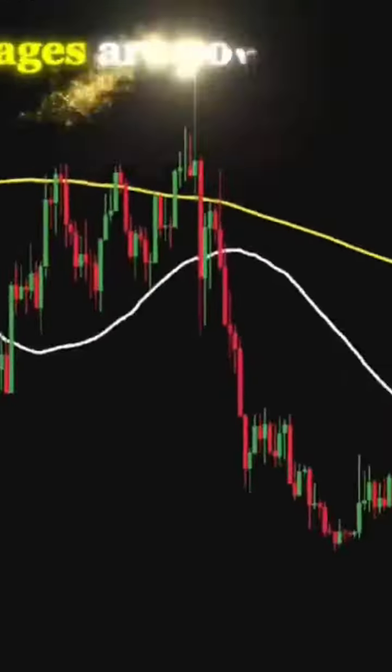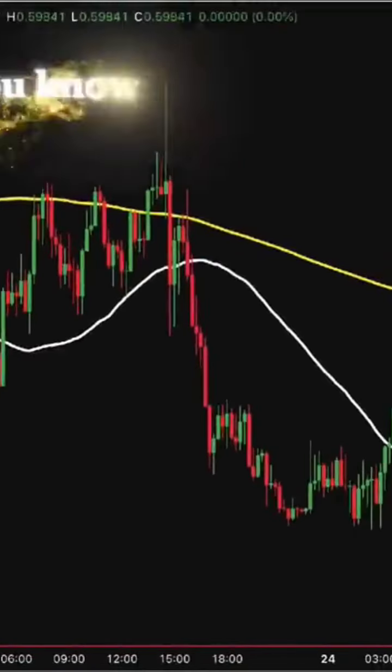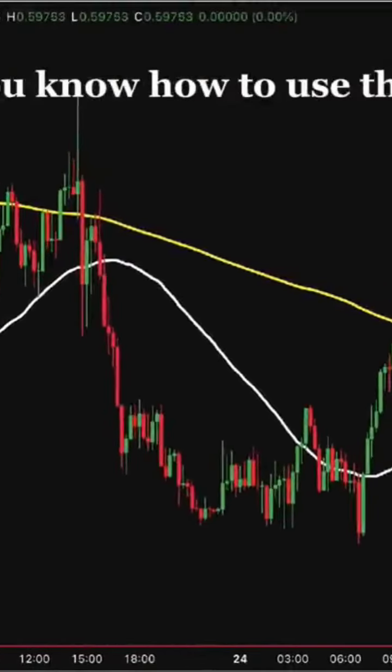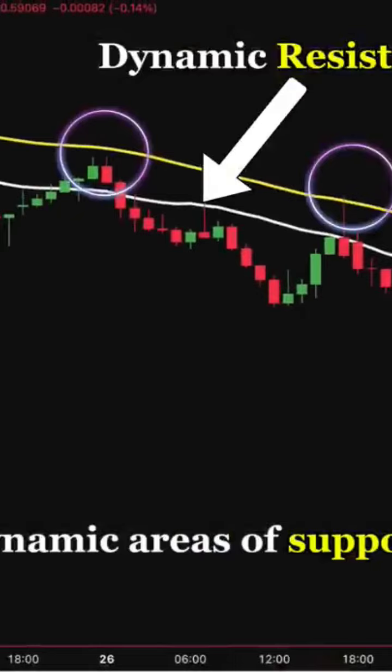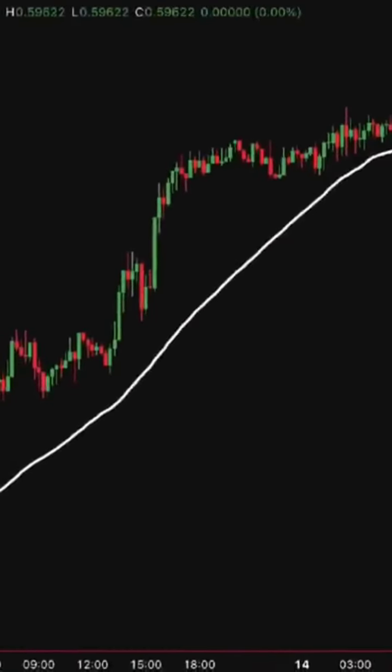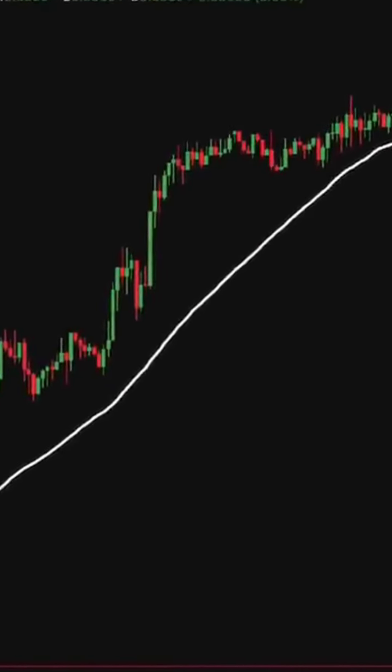Let's get started. Moving averages are powerful tools, but only if you know how to use them correctly. They serve three main purposes: identifying the market trend, spotting trend reversals, highlighting dynamic areas of support and resistance. Let's break each one down, starting with how to identify the trend.